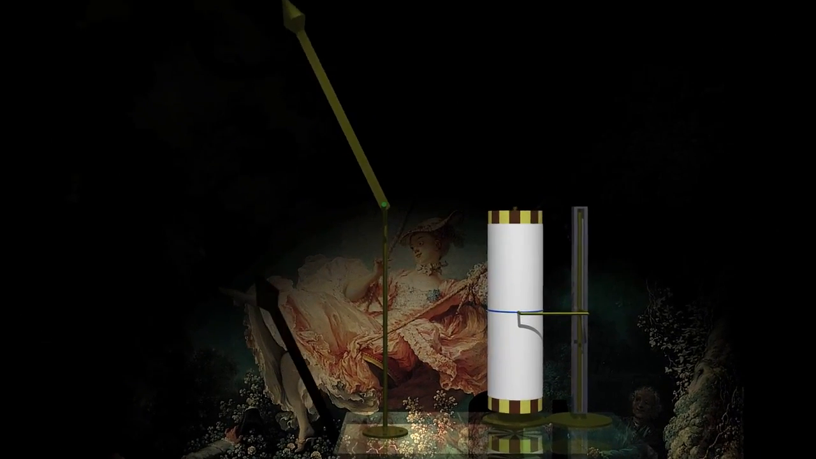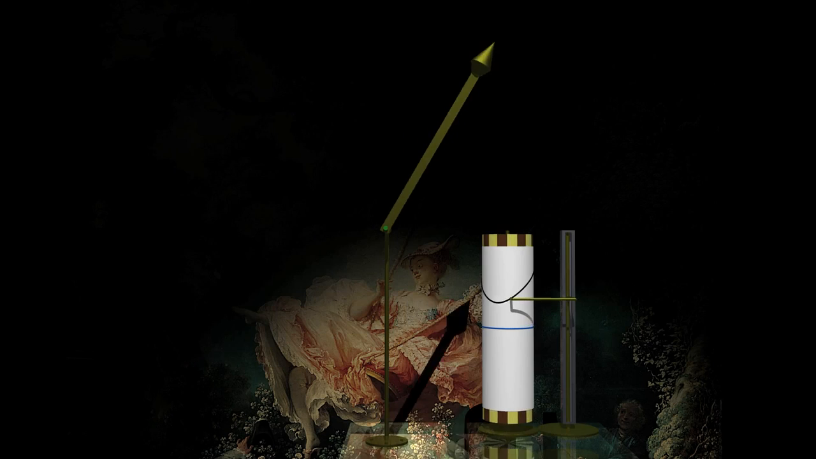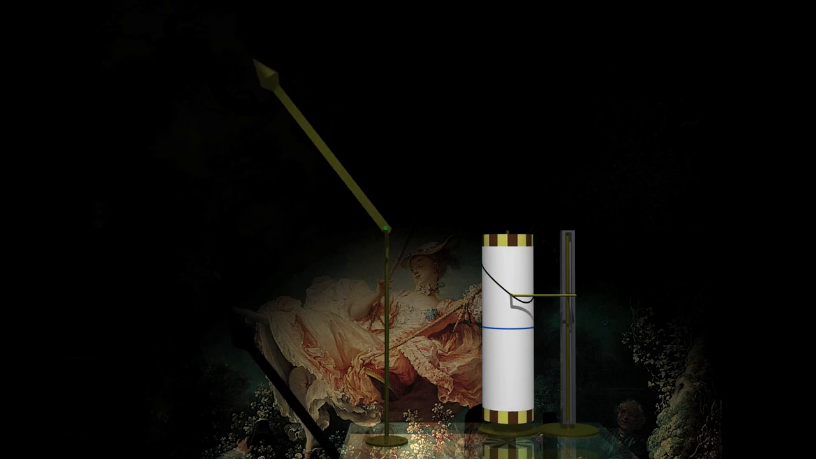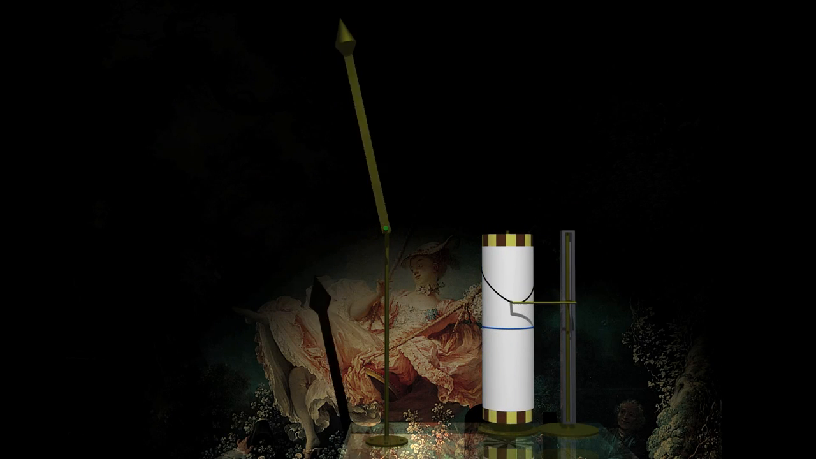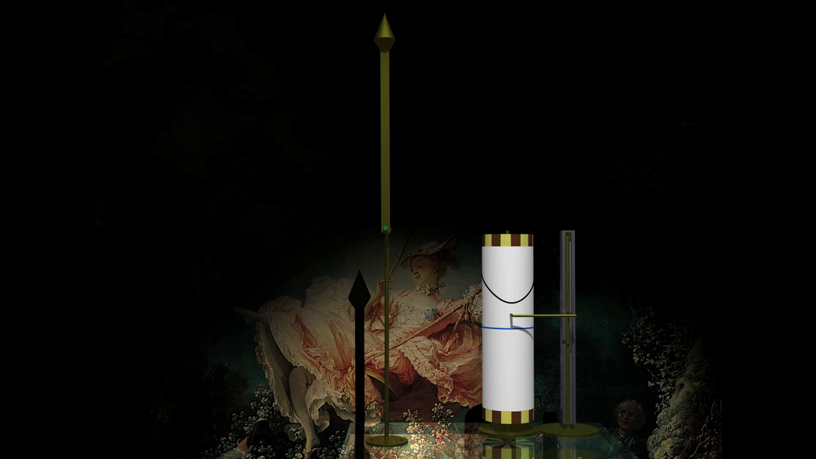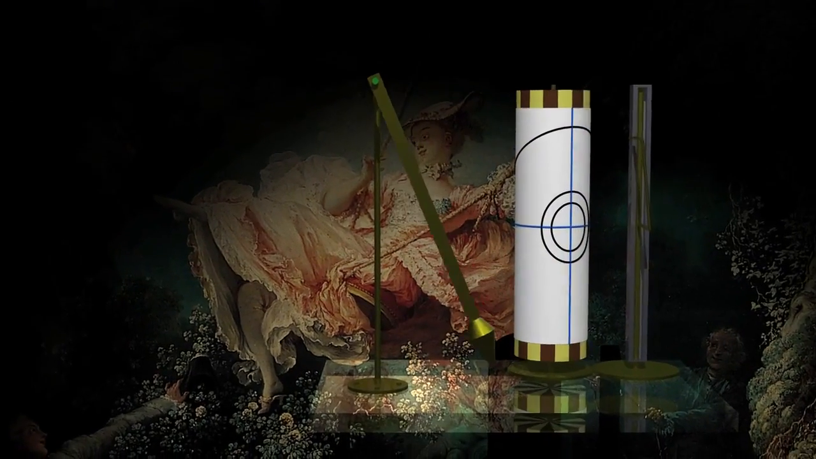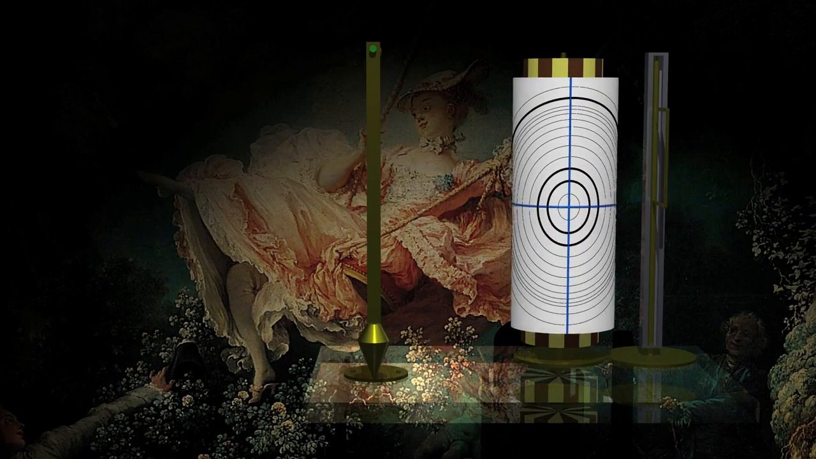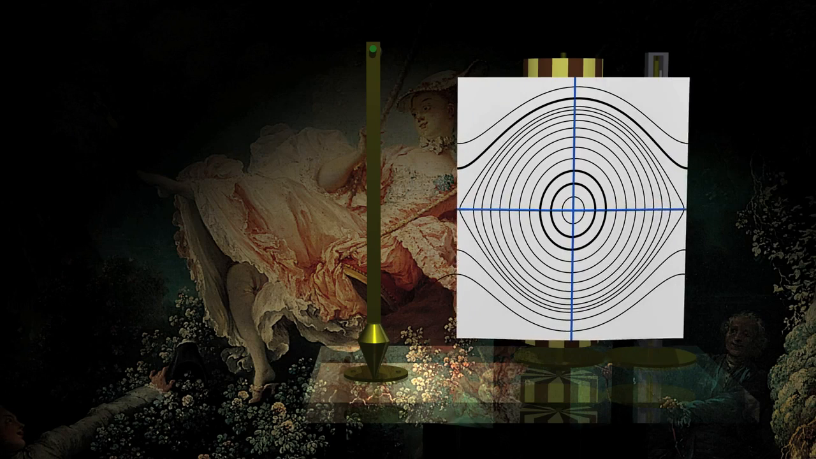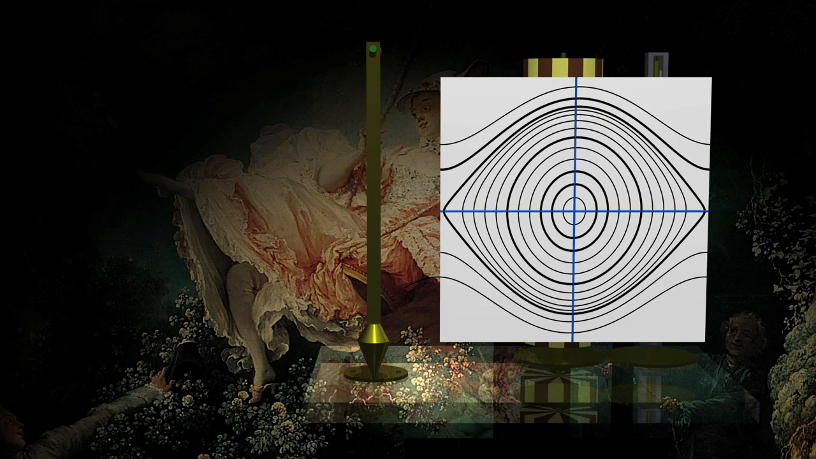If we launch it faster, perhaps too fast, it will go all the way around. It is still a periodic movement, but not in the same way. Look at the trajectory on the cylinder. It follows a vector field.